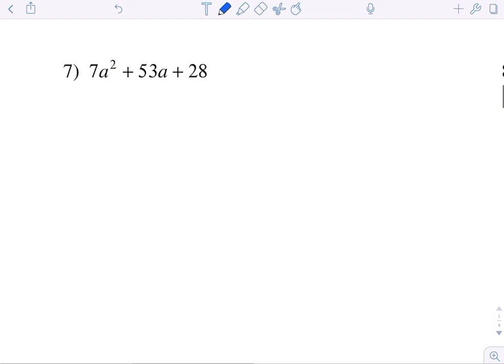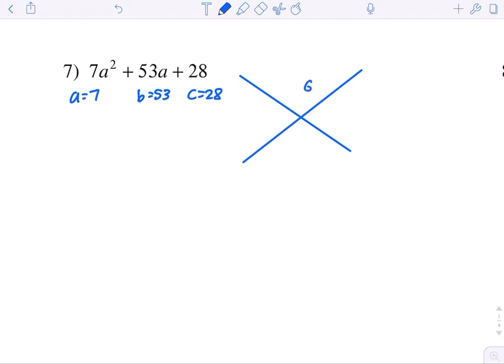Here, A is equal to 7, B is equal to 53, C is equal to 28. 7 times 28, you guys, is 196, and on the bottom is 53. Two things that multiply to 196, but when you add them give you 53. I believe that is going to be 49 times 4.